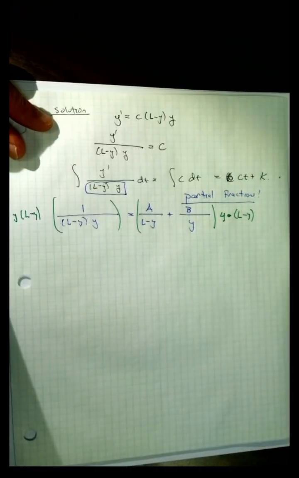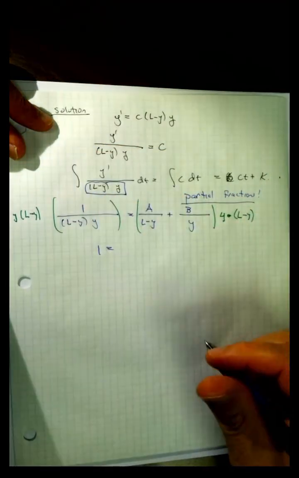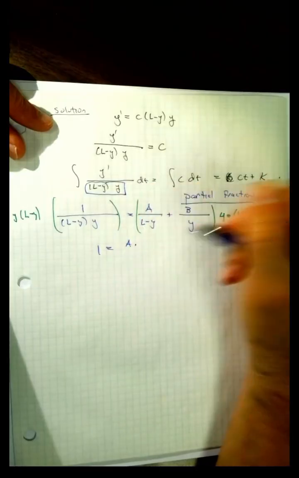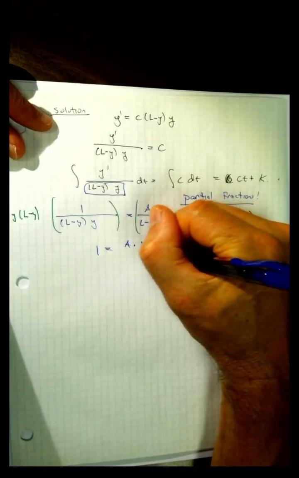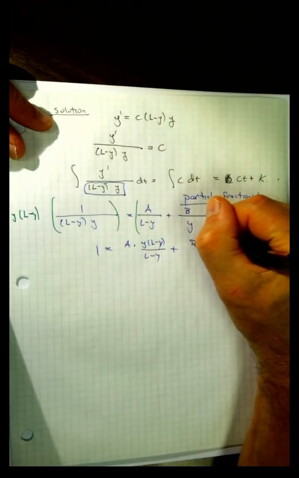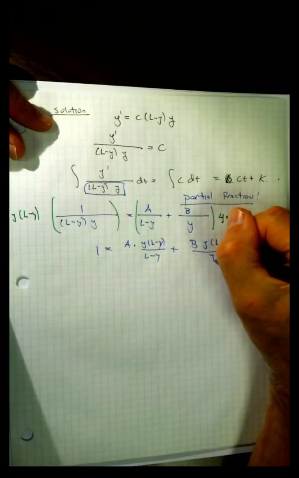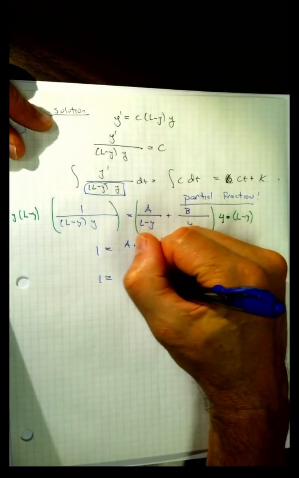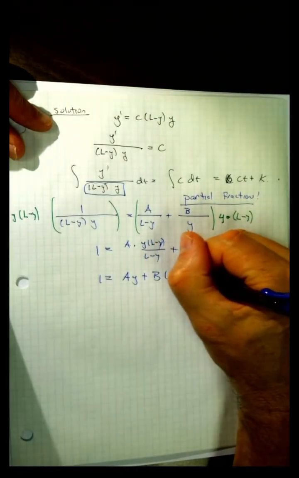And if I do that, these things cancel. So on the left-hand side, I get 1. If I multiply this through, I'm going to get A times y times L minus y divided by L minus y, plus B times y times L minus y divided by y. So the L minus y's cancel, so I get Ay. Here the y's cancel, and I get L minus y.